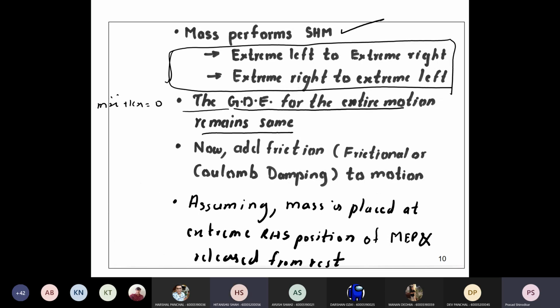Yes, sir. Now add friction or damping force to the motion. In the first case, assume that the mass is placed at the extreme right hand side of the mean equilibrium position and then released from rest. These are some of the things we are going to consider while deriving the equation for Coulomb damping. Now let's consider two cases.